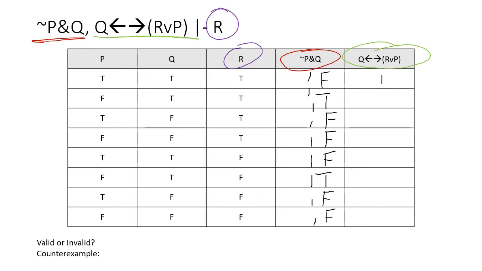Now we gotta just do this other one. So what's within the parentheses is a wedge. R or P. And so it just matters where one of them is true.